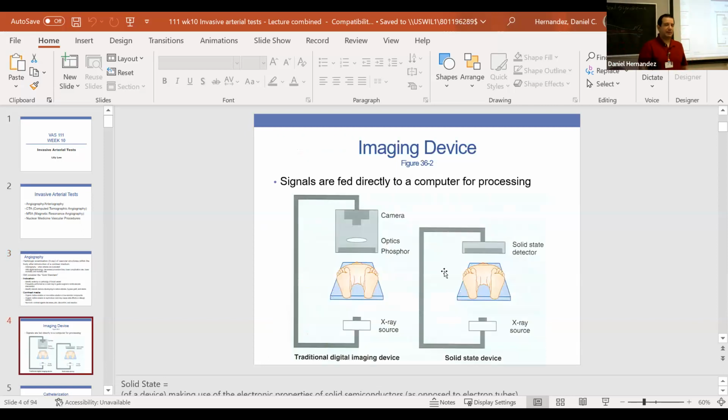So this is just showing now the imaging device for a patient who's undergoing an angiography. So it's essentially an X-ray camera. So we have our X-ray source coming out to that receptor of that camera.